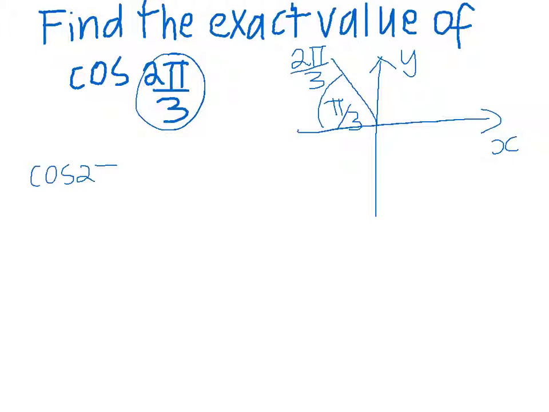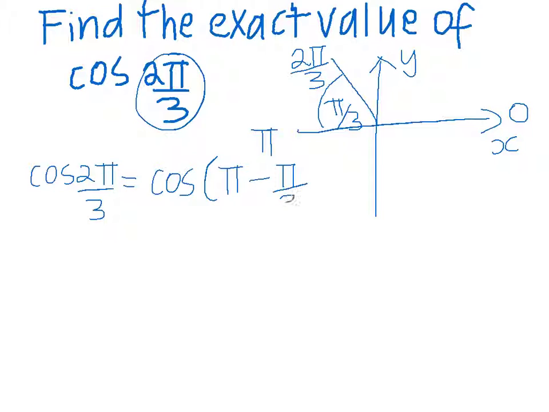cos of 2 pi on 3 is going to be the same as cos, and we can know this angle here is pi, and this is 0. So it hasn't quite gone as far as pi. So it's going to be less than pi. It's going to be pi less pi on 3.